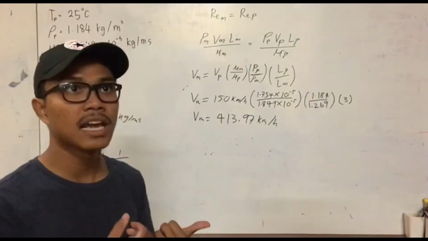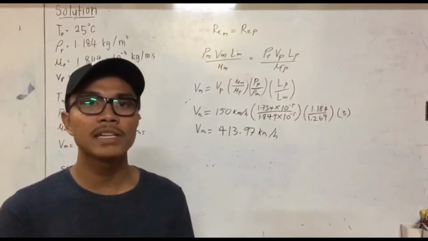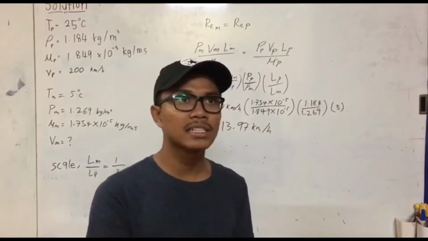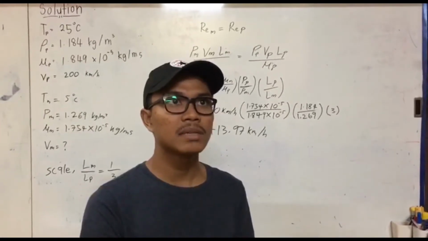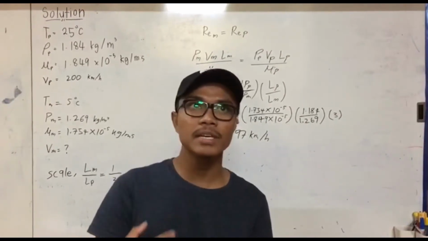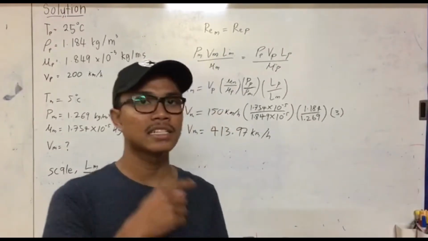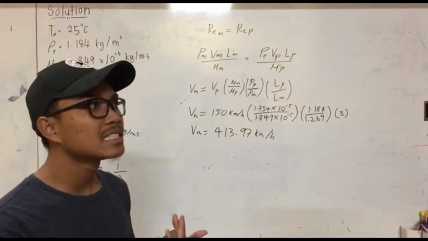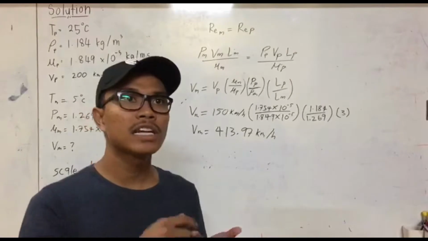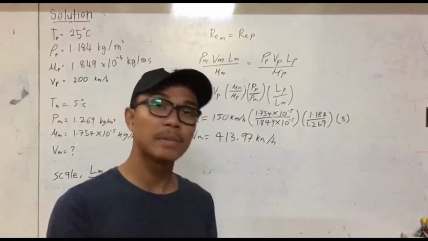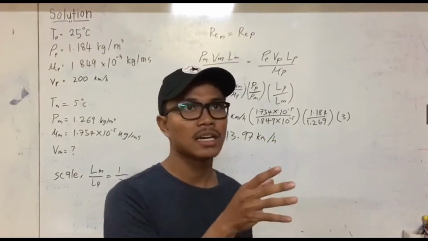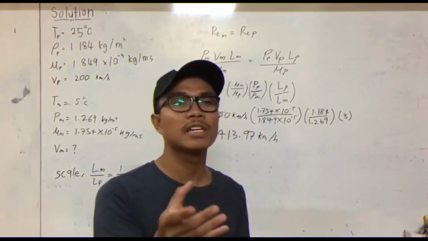Next, there are three conditions for complete similarity. First, geometric similarity. Second, kinematic, and third, dynamic similarity. For geometric similarity, the model must be the same shape as the prototype. For kinematic similarity, the velocity must also be the same as the prototype at a certain point. And dynamic similarity can be achieved when all forces in the model are the same as the forces in the prototype.